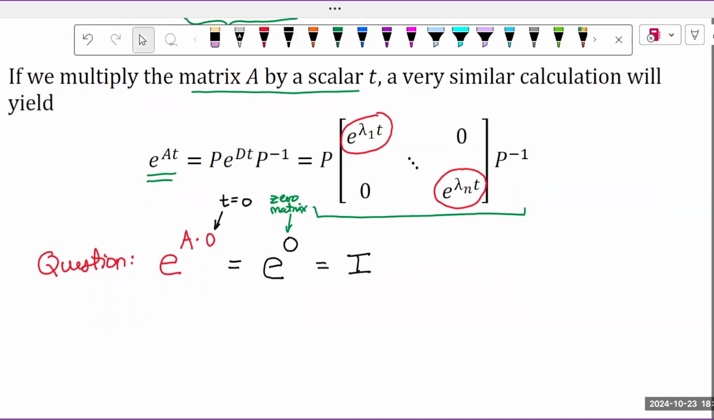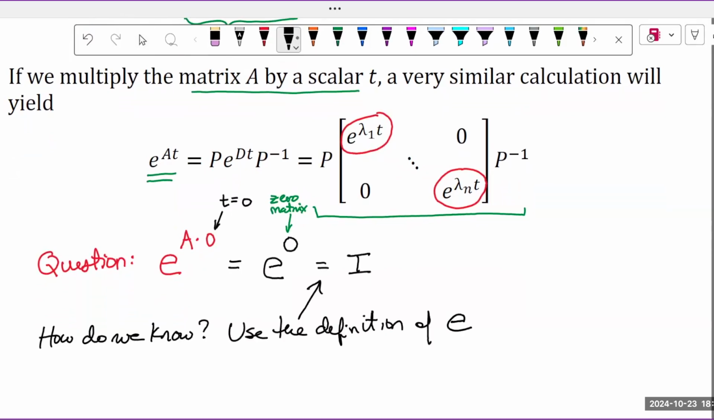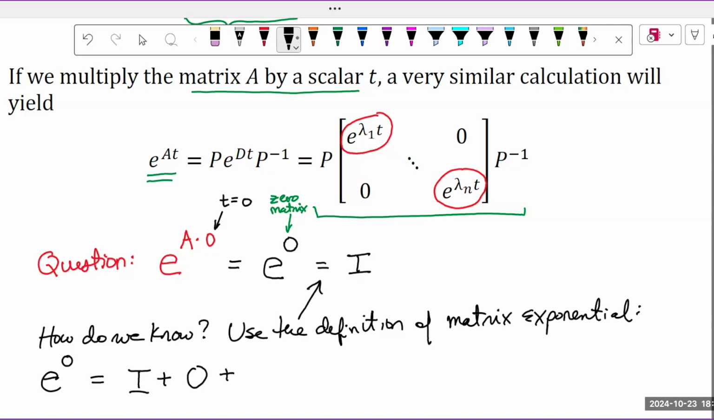You know that, again, by using the definition. So in our case, e to the 0 matrix is going to be I plus that matrix, 0, plus that matrix squared over 2 factorial, which is 0 squared, plus, and so forth. So all of those terms are 0 except for the identity. So we have shown fairly easily that e to the 0 matrix is the identity matrix.